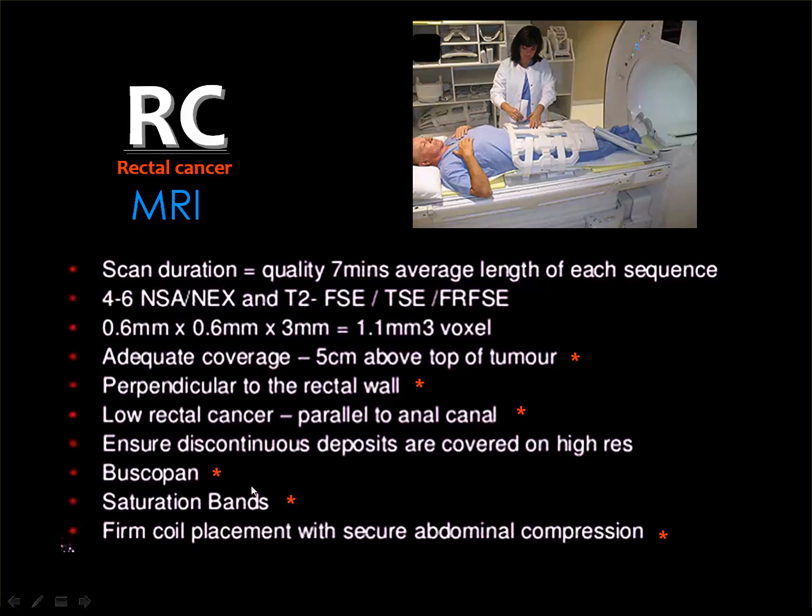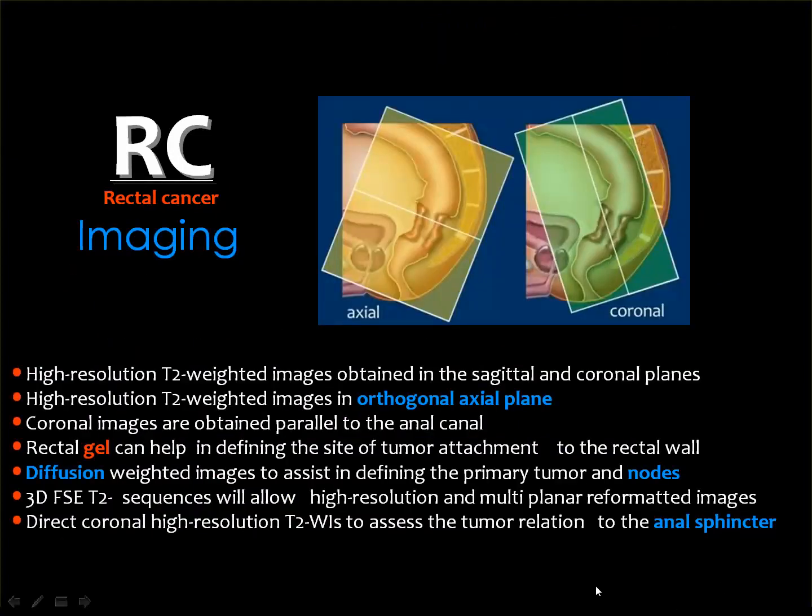Then you may give Buscopan or a spasmolytic agent to decrease the intestinal motion. Then you may use saturation bands to mask the signal from the aorta and the anterior abdominal structures. Also, you should firmly place the coil and secure abdominal compression, and this will help to inhibit the respiratory motions and will increase the scan quality.